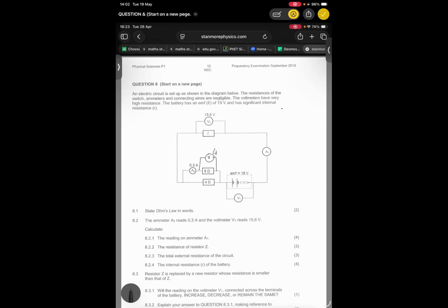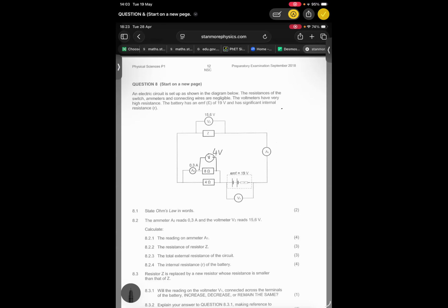If the voltage across the 8 ohm resistor is 4 volts, what's gonna be the voltage across the 4 ohm resistor? 4 volts. Why? They're in parallel, so the potential difference is going to be the same. Yes, it's gonna be 4 volts.